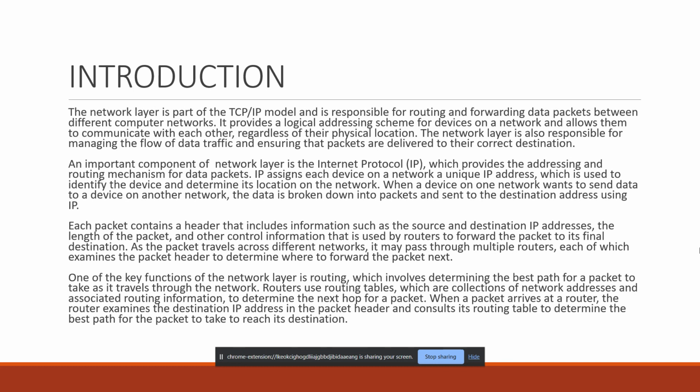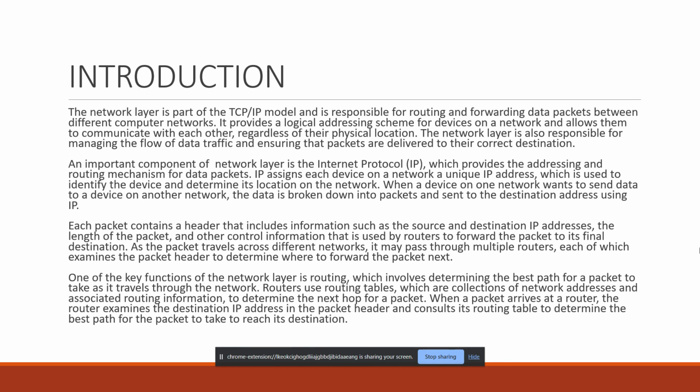When a device on one network wants to send data to a device on another network, the data is broken down into packets and sent to the destination address using IP. Each packet contains a header that includes information such as the source and destination IP addresses, the length of the packet, and other control information that is used by the routers to forward the packet to its final destination. As it travels across different networks, it may pass through multiple routers, each of which examines the packet header to determine where to forward the packet next.